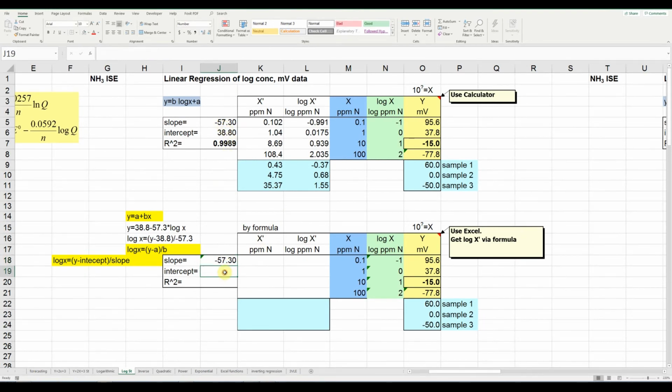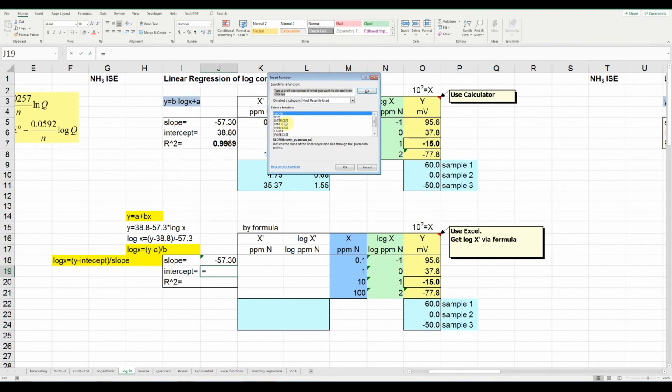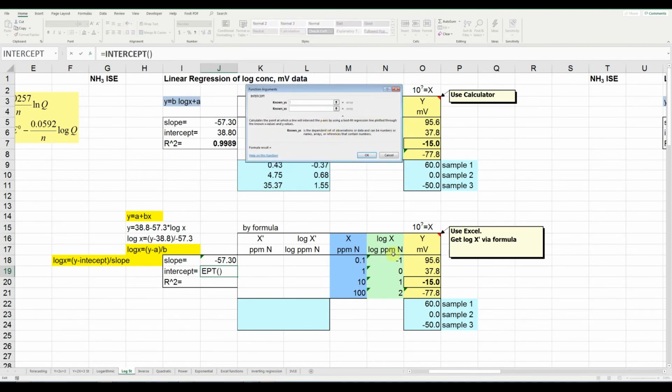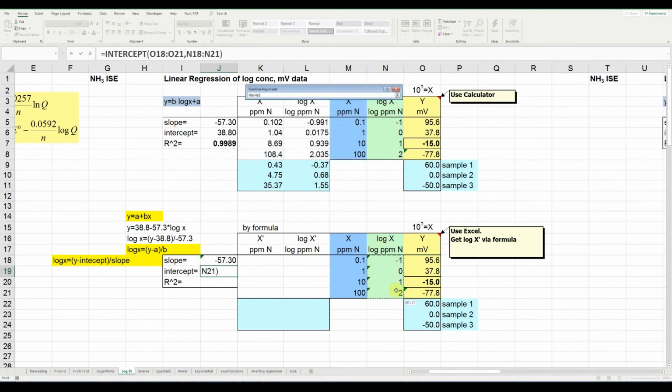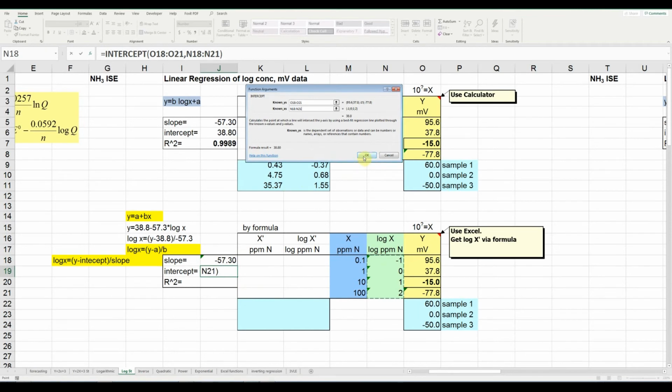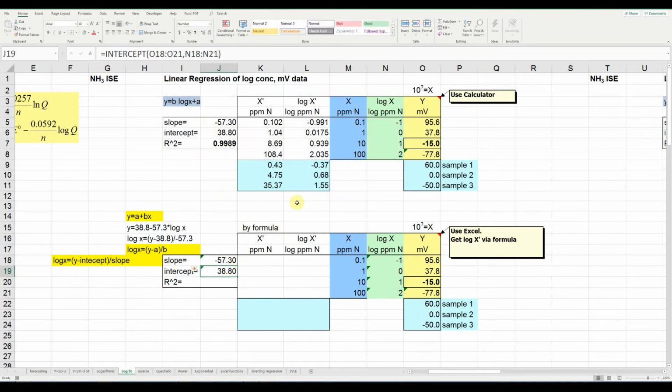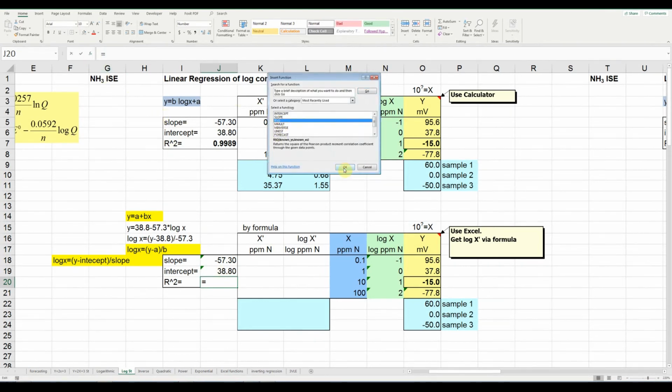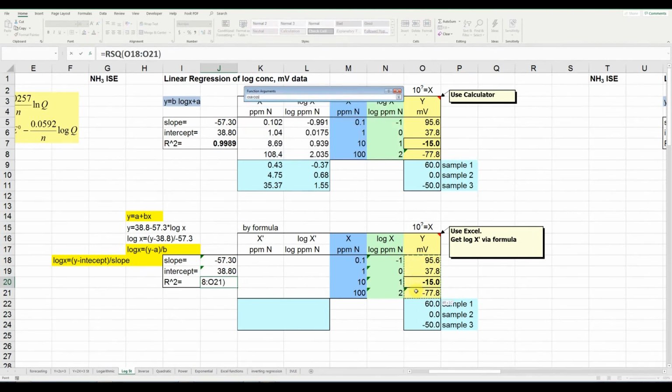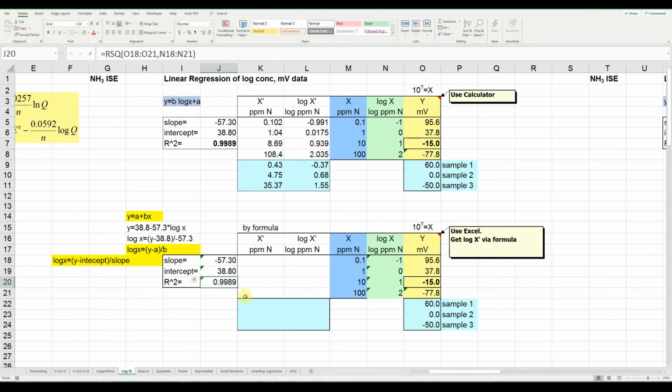And then say OK. Minus 5730 looks the same. Okay, how about the intercept? Insert a function, intercept, OK. Known y's are here. Again, we want the known log x's here. And say OK. 38.8, same number. Now let's get the RSQ. R squared, known y's, and known x's. That is known log x's. Okay, same values.